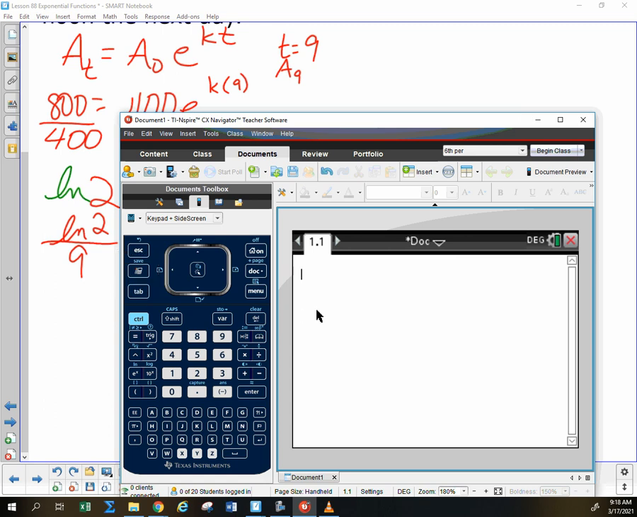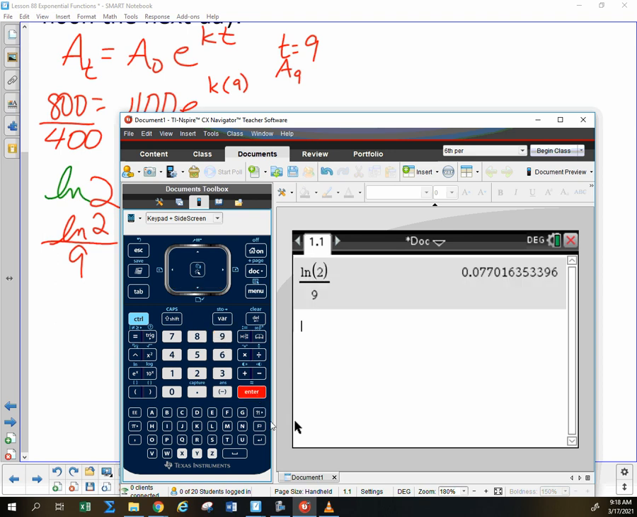Okay, so on a calculator page, we were entering, let me get my fraction bar in there, and then I need natural log 2 down in the denominator and divide it by 9. Is that what you guys got? Mm-hmm. And then we are going to store that as k. Where's my k?